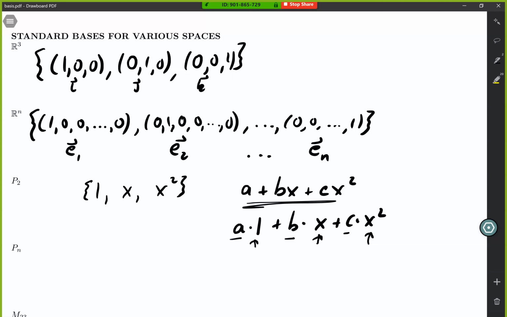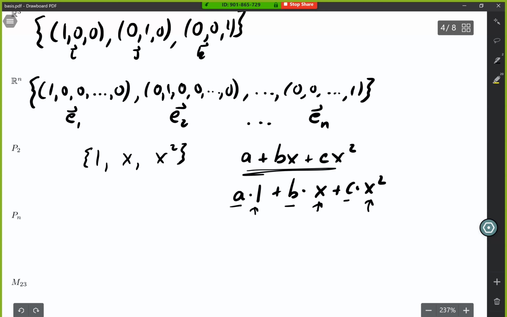Okay. So when we go in general for Pn, how do you think we're going to write the general standard basis for Pn? Just the same thing, 1, x, all the way up to x to the n. Good.